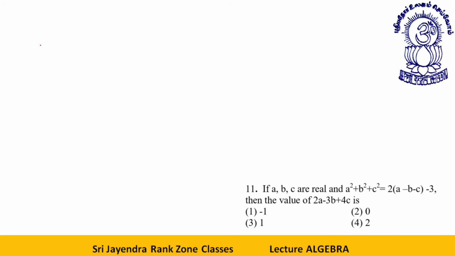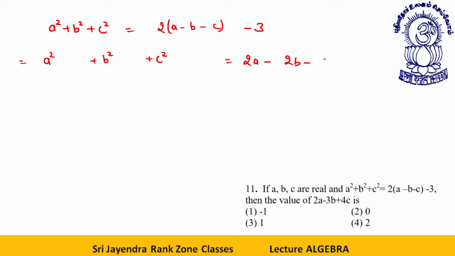If a, b, c are real and a square plus b square plus c square is equal to double of a minus b minus c minus 3, then the value of 2a minus 3b plus 4c is, we have to find the value of 2a minus 3b plus 4c. So what do I have? We have a square plus b square plus c square is equal to 2a minus 2b minus 2c minus 3.